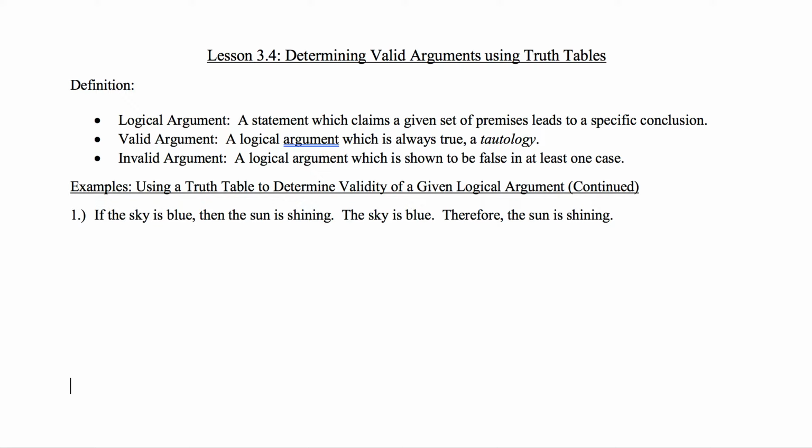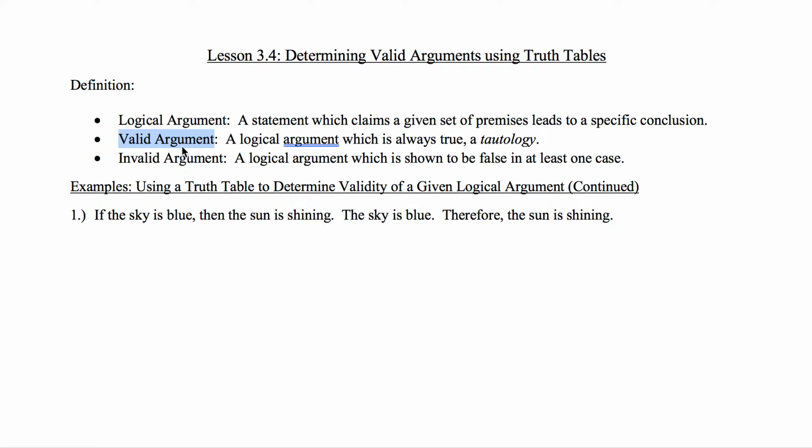So we have three definitions that we need to understand before we can get started. The first definition is that of a logical argument. A logical argument is a statement which claims a given set of premises leads to a specific conclusion. We'll come back to that in just a minute when we look at our example. And then we have definitions for a valid argument and for an invalid argument.